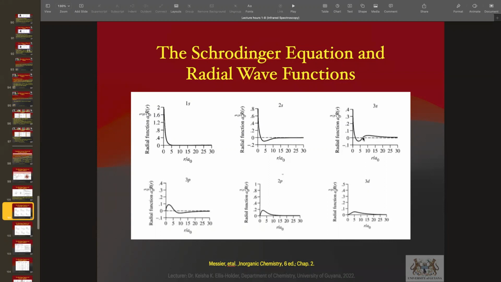In the 3s, we're getting some kind of presence here as well, around 10. And so as we're going further and further away from the nucleus, we're finding that the probability of the electron existing is becoming further and further away, which is intuitive. We know this already, but it's good to see it on paper. All right, and the same thing can be said for the 3p, 2p, and the 3d. All right, let's go on here.